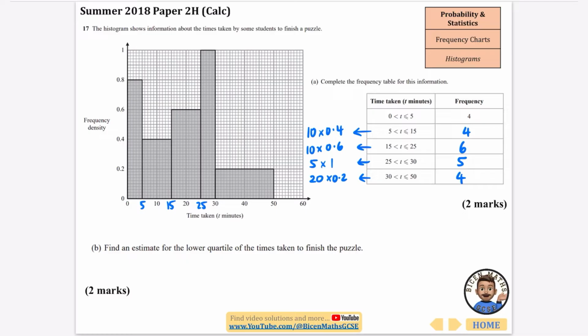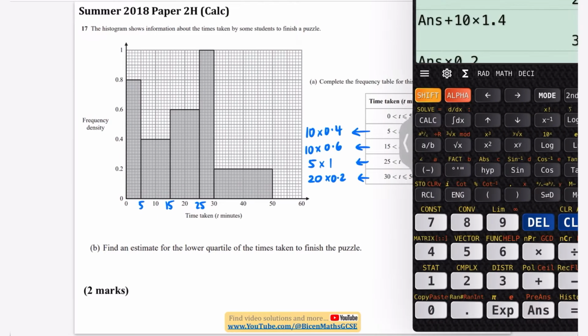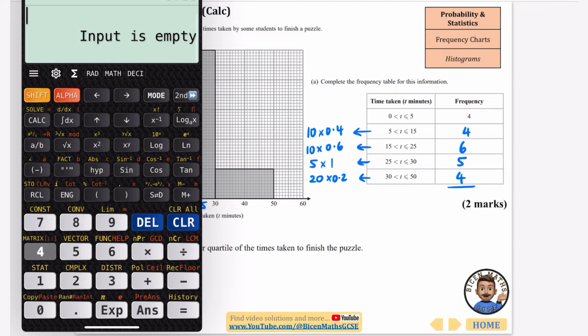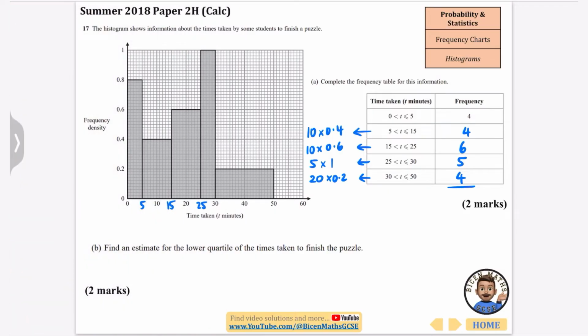It then says find an estimate for the lower quartile of the times taken to finish this puzzle. Let's find out how many people there are. We've got 4, 4, 6, 5, and 4. Let's do this on our calculator. There are 23 people. Now, for the lower quartile, we've got two options. We can do 23 plus 1 divided by 4 to find out what position it would be. 23 plus 1 is 24, divided by 4 is 6, so it's the 6th position.